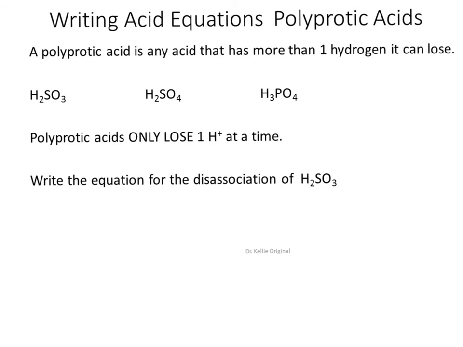The important thing to remember when it comes to polyprotic acids is that polyprotic acids can only lose 1 hydrogen at a time. Let's take a look at what I'm talking about. The temptation is to say, all right, I have sulfurous acid here. It's got 2 hydrogens, so I bet it's going to do this.